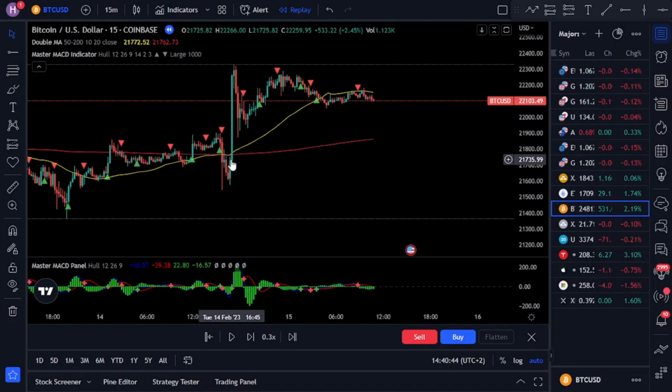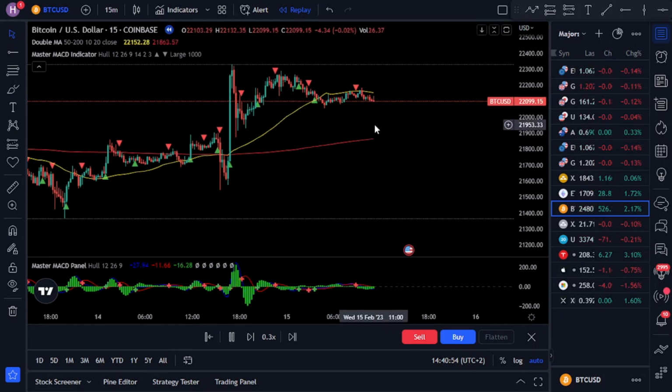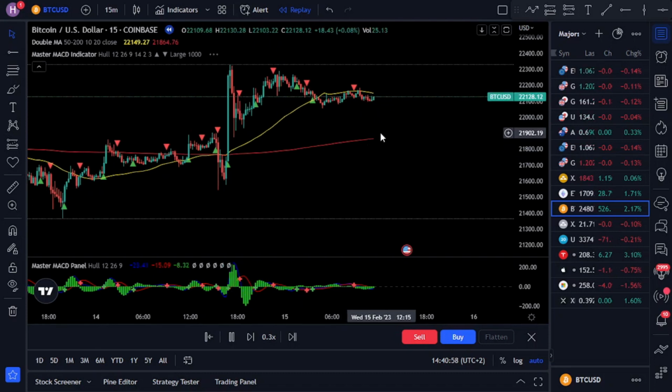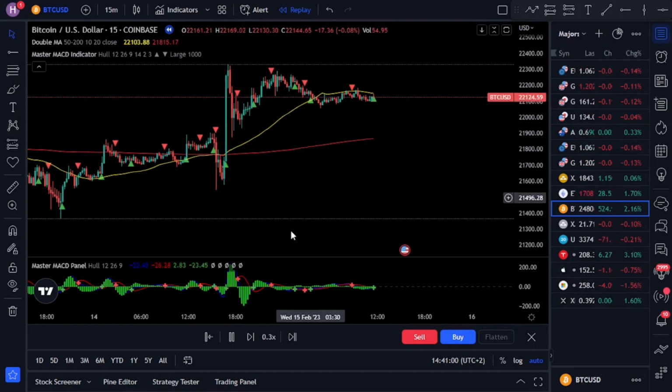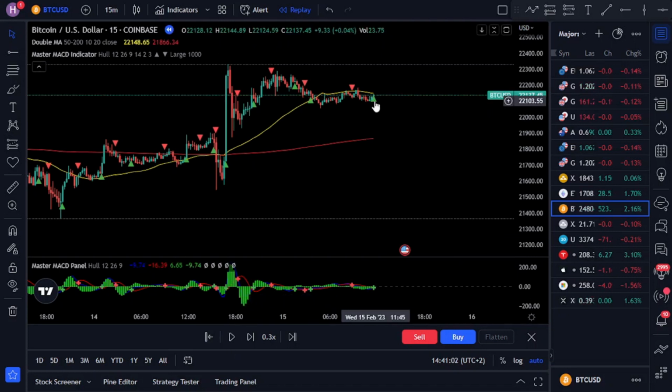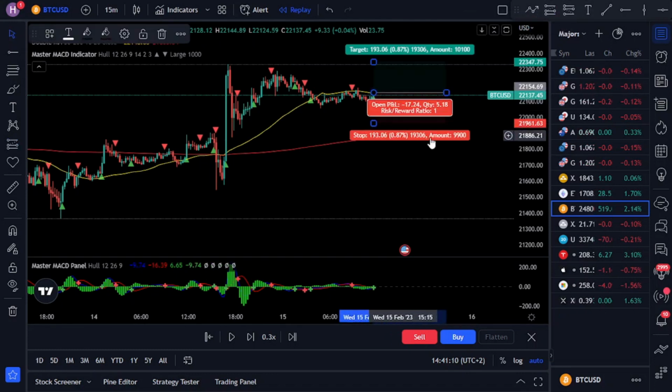Next, we wait for a buy signal to be printed and closed by the master MACD indicator. To do this, simply wait for the candle to close and the buy signal to be printed. What you do next is place your buy position with your stop loss just below the 200 moving average and aim for 1 to 2 risk to reward, and simply let your trade play out.